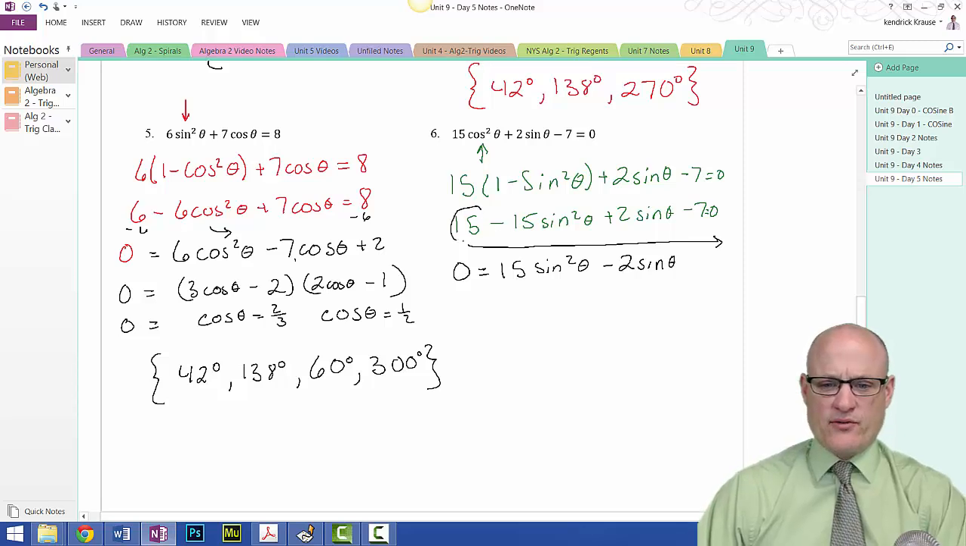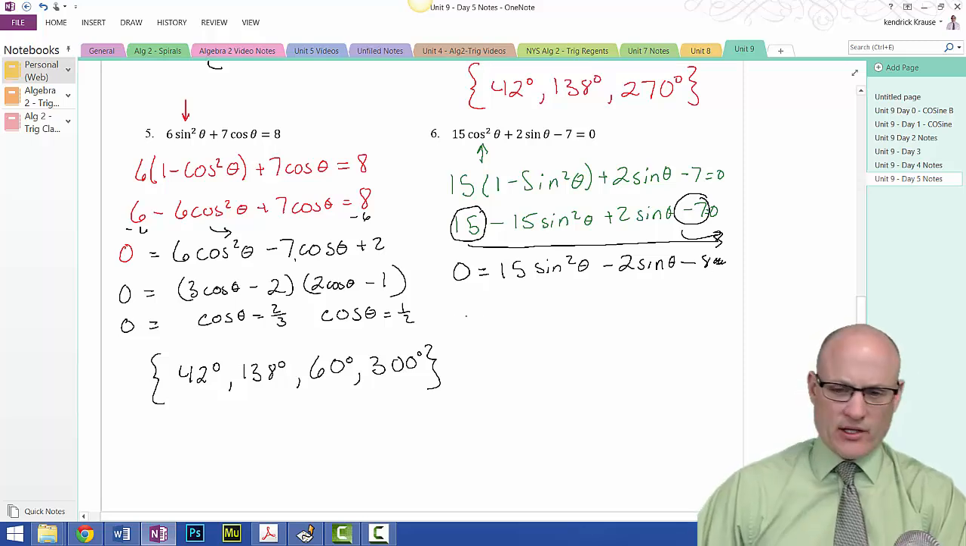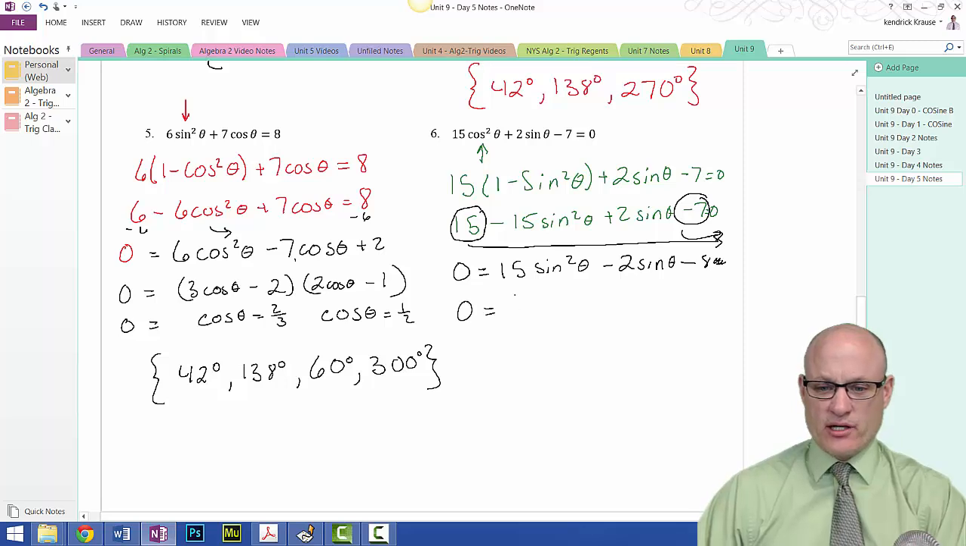And this 15 minus 7 makes positive 8. But when I move it over to the other side, I get negative 8 equals, oh, and we already have equals 0. That looks good. Just want to make sure it looks right, that I didn't do anything stupid.